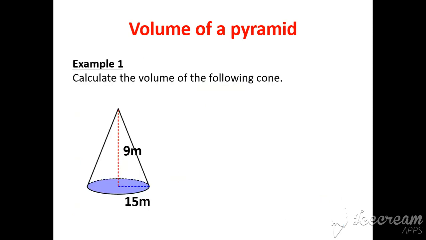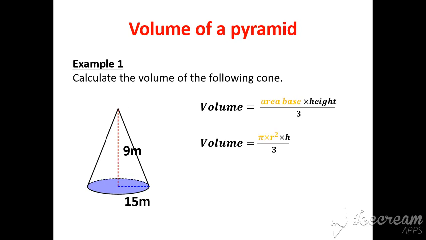Right, let's get into some examples. Calculate the volume of the following cones. So here we have a cone that's got a radius of 15 meters and a height of 9 meters. So we know the volume of a pyramid is area of base times height divided by 3. We're going to replace the area of the base with pi r squared, like we just chatted about. So we're going to now go pi times 15 squared, because 15 is my radius, times 9, because 9 is my height, and divide it all by 3.